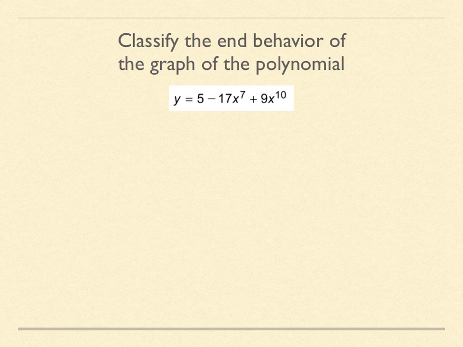Okay, we have a couple more examples. It says, classify the end behavior of the graph of the polynomial. So we're looking at the largest term. We can ignore the rest of it. Is the number in front of our largest term positive? Yeah. Okay, so 9 is positive. And is our degree even?